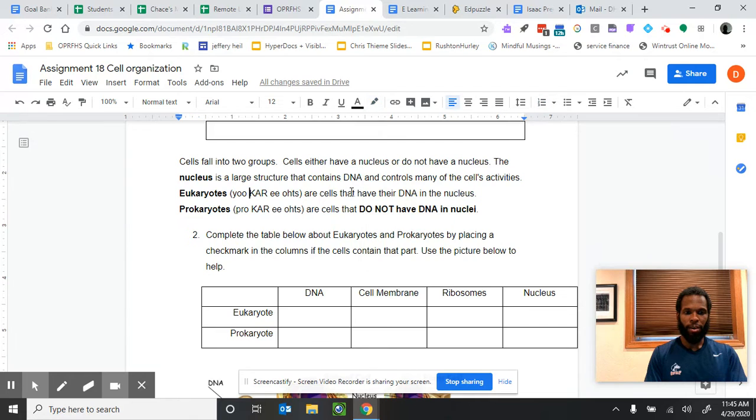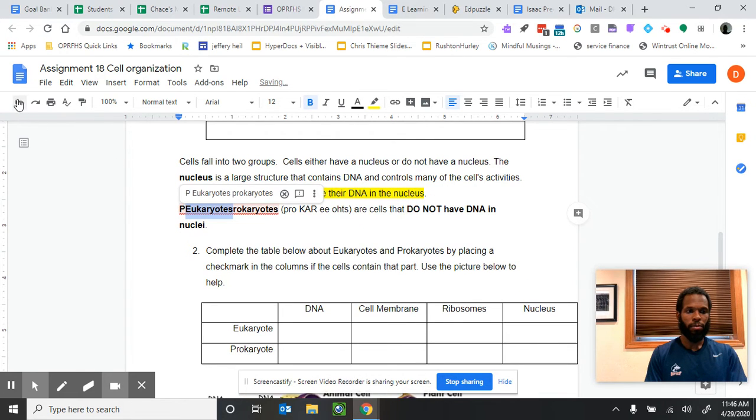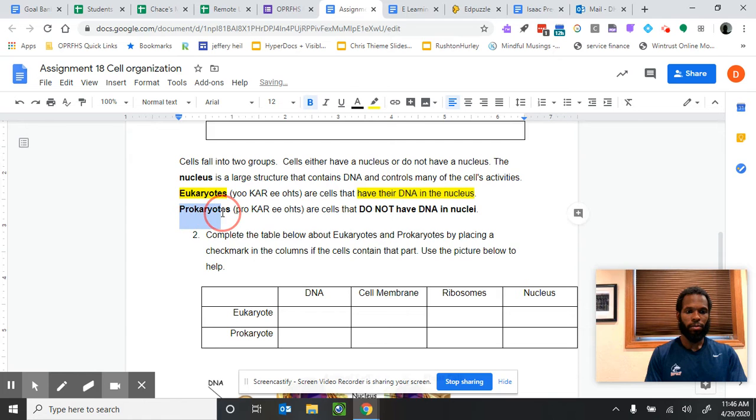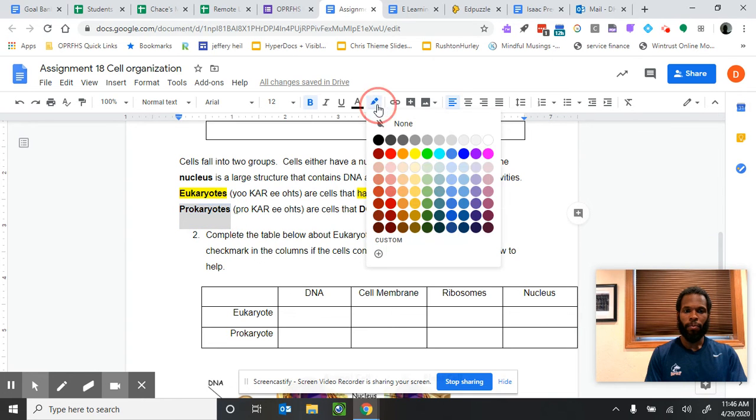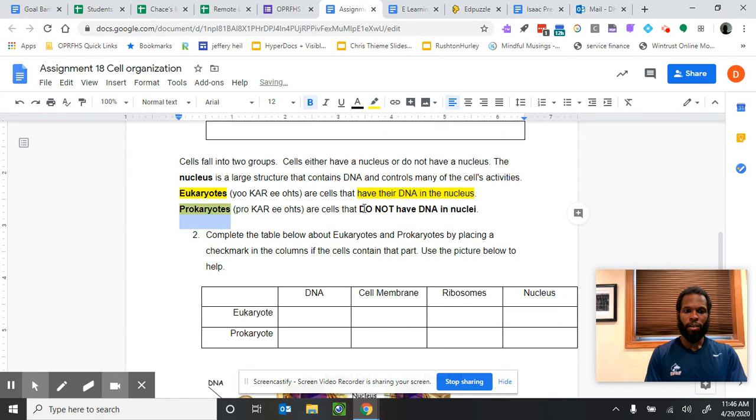So eukaryotes have DNA in the nucleus. That's a weird word to say. And then we know that prokaryotes do not have DNA in the nucleus. So again, complete the table below using check marks. You can use a picture to help you.